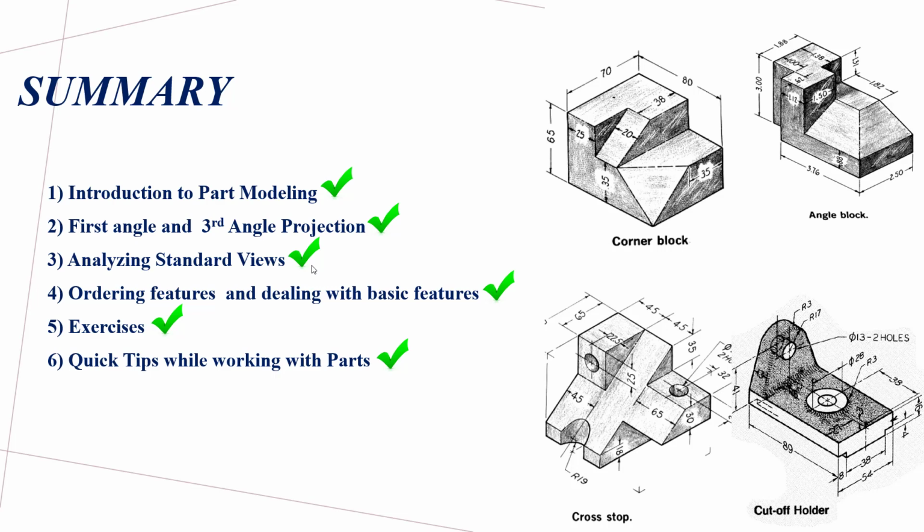Ordering the features and dealing with the basic features. So we have seen in the model how to deal with the extrude features and the cut extruded features and how to deal with the fillets. I missed out how to just order the features there. So always remember to create these cut features and the extrude features first, and then you can go ahead with the chamfers and the fillets. They are the applied features, and the extrude and the cut extrude are the sketch based features that you need to utilize first.